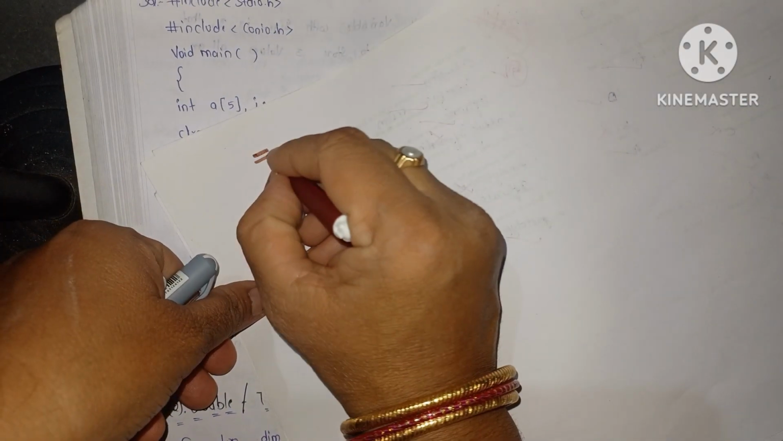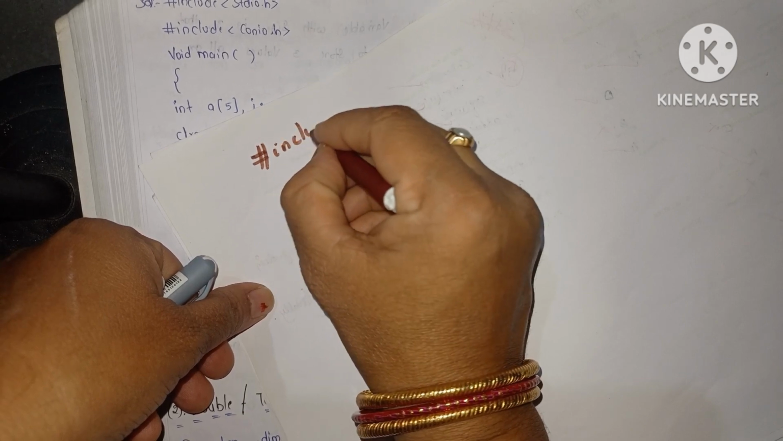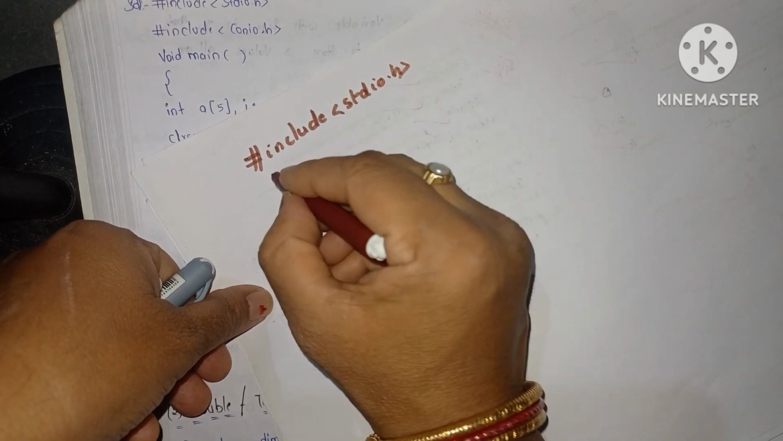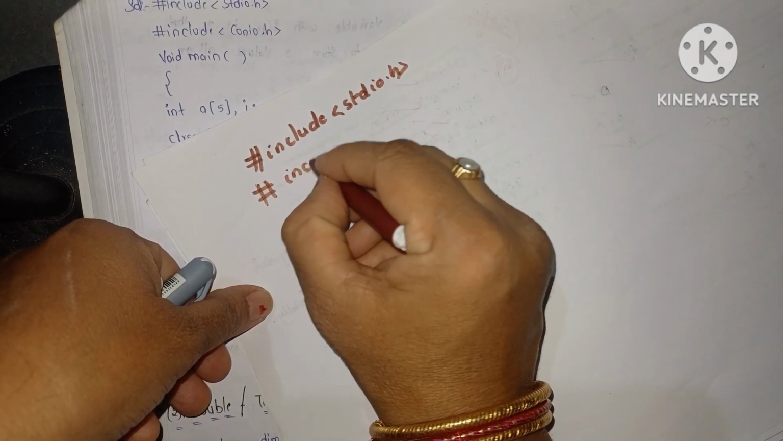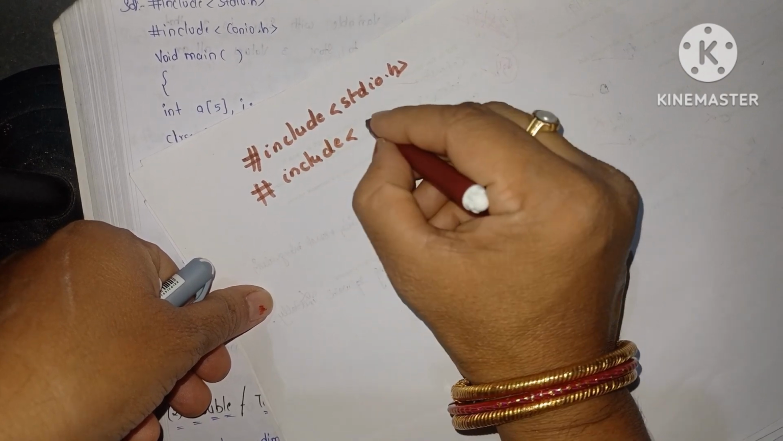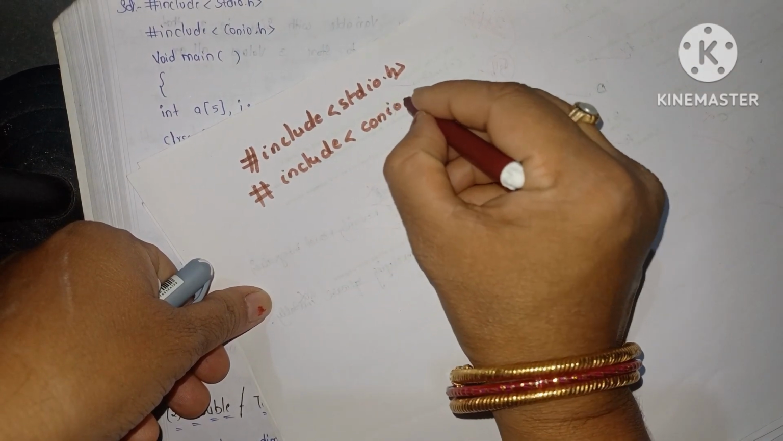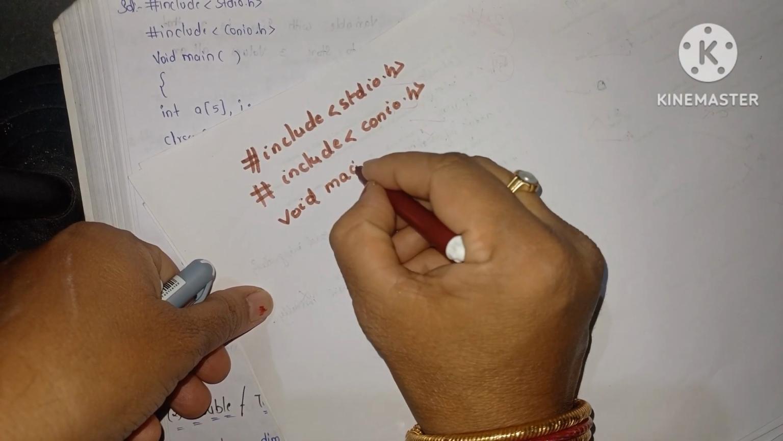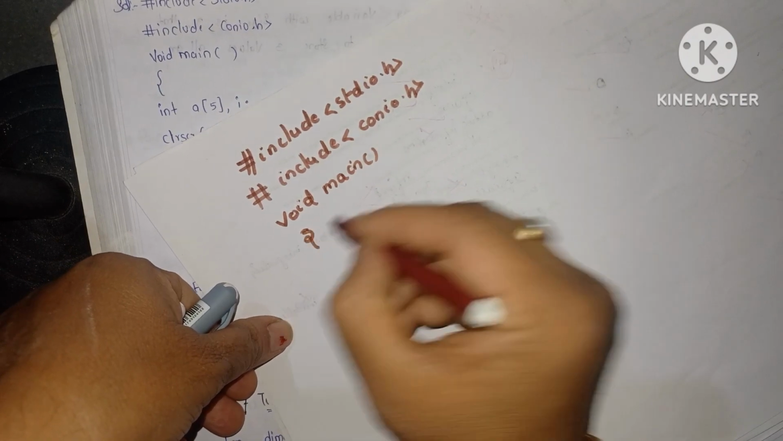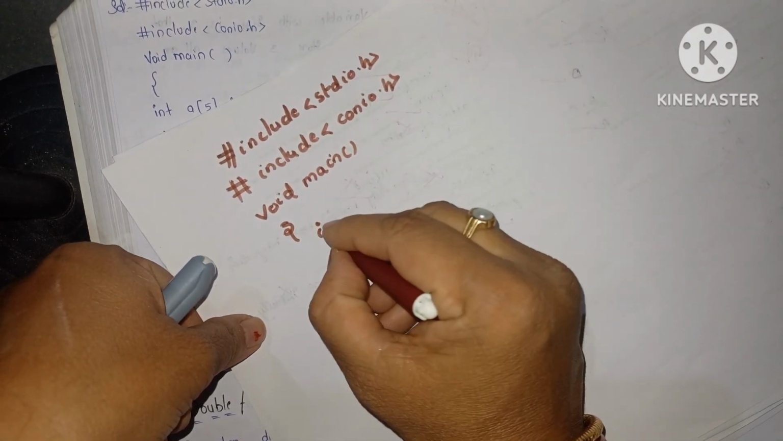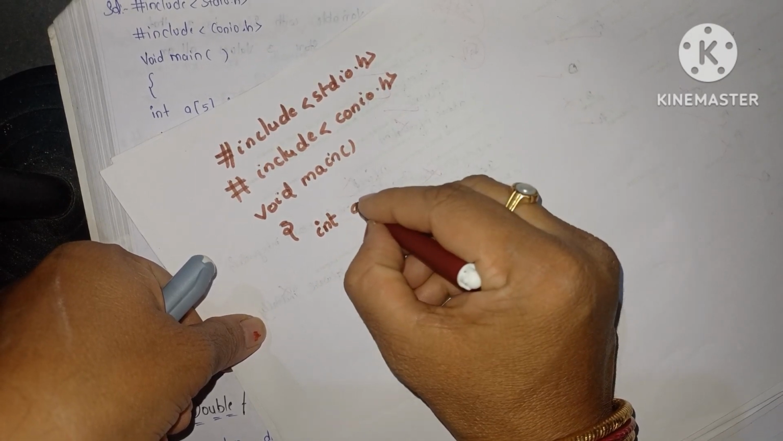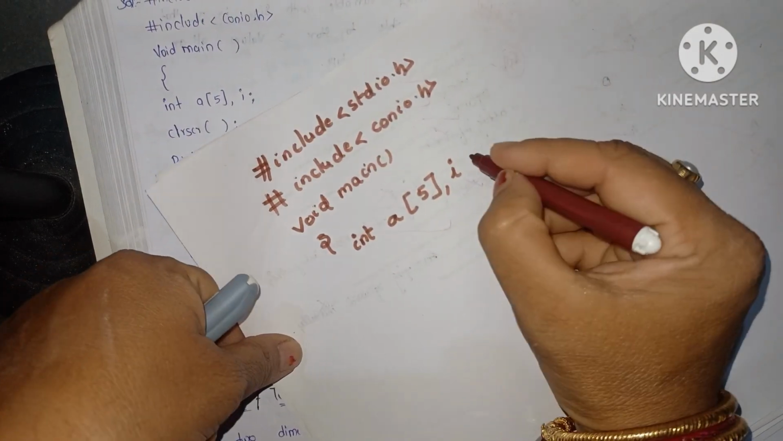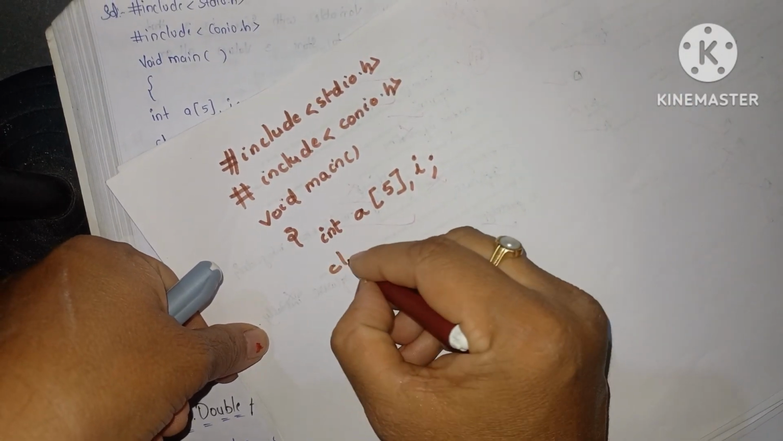All programs start with #include <stdio.h>, then #include <conio.h>, the console input and output header file, then void main. Then we have to declare the single dimensional array. We already know how to declare: data type, name of the array and then size of the array. Then one variable we need for accessing the elements. Then clrscr, clear screen.